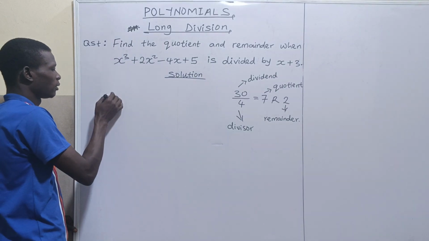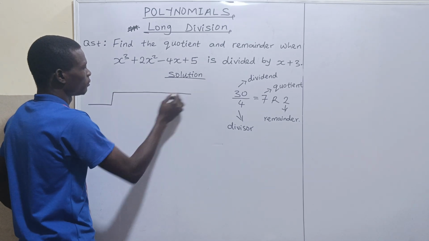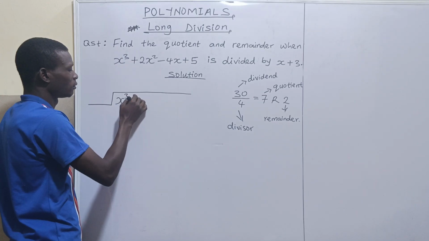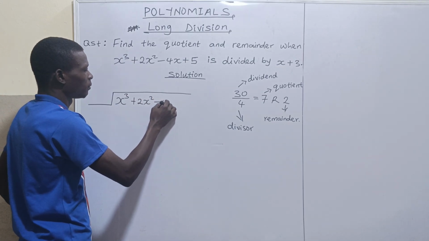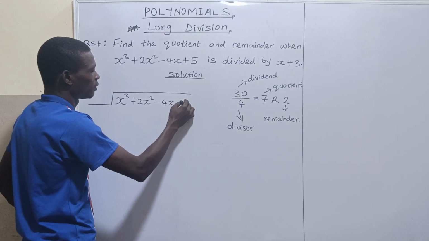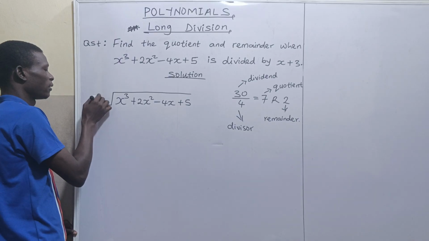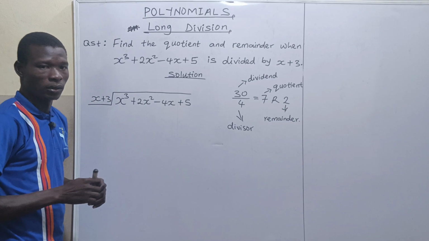As usual, we set up our division symbol. And in here, we are going to be having x cubed plus 2x squared minus 4x and then plus 5. Outside there, we'll be having x plus 3. We proceed.